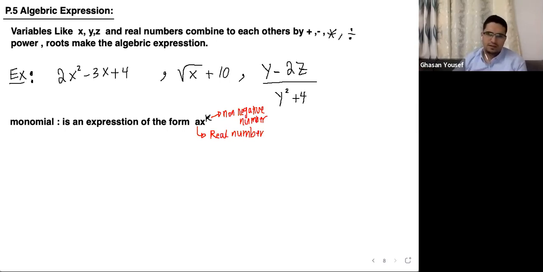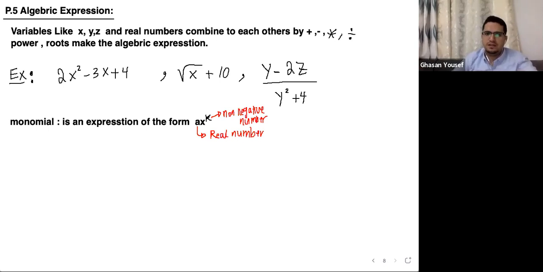The second, here Laila said one number. Yeah, I mean it is not a number. One term is correct. You have to say one term. I mean, a monomial has only one term of this form: a real number times a variable to the power k. K is any non-negative number.